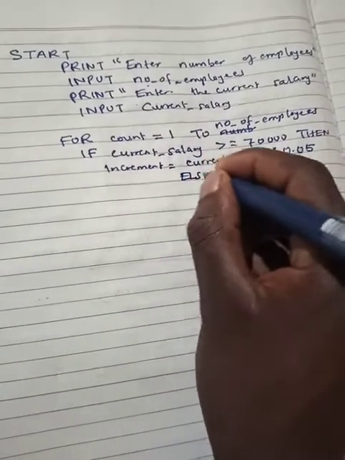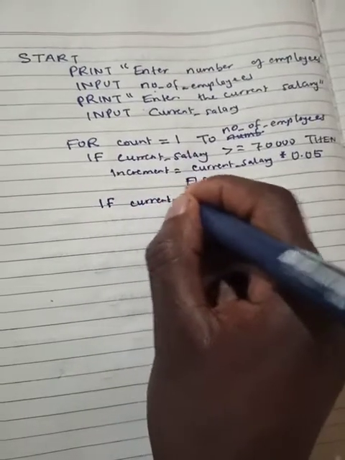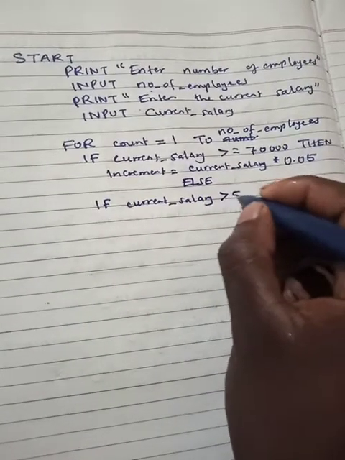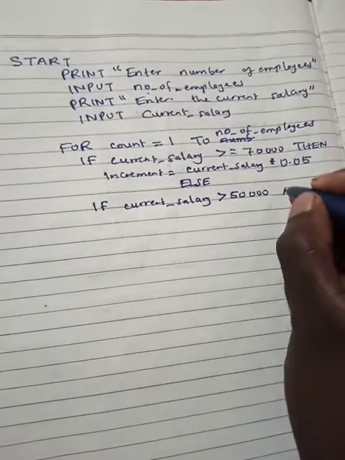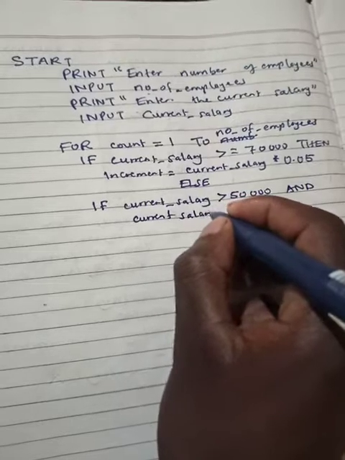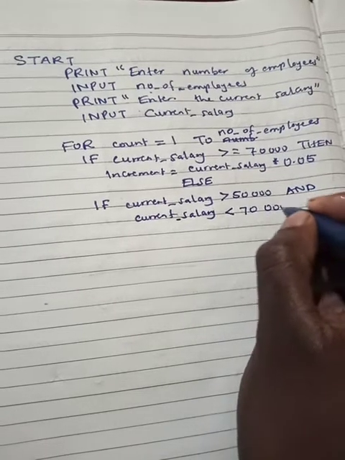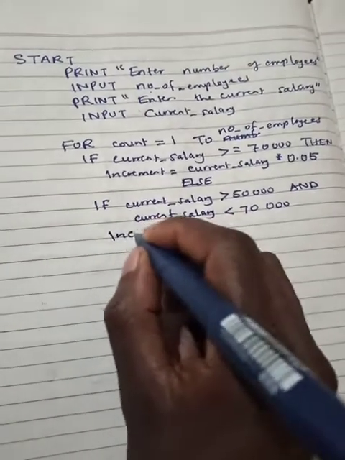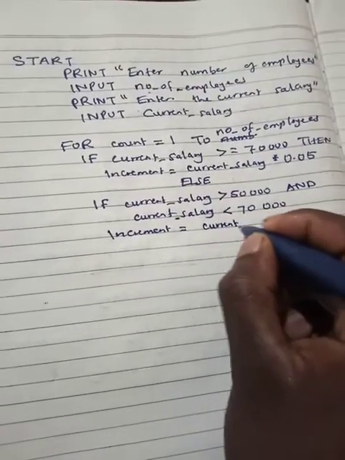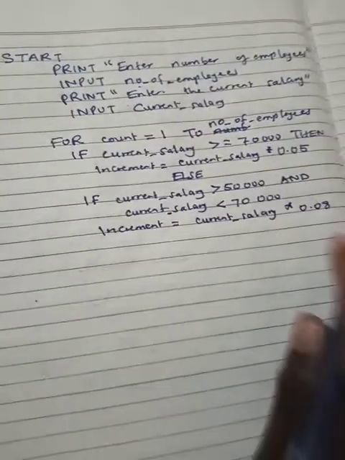Else, that is the alternative part, you can say if current salary is greater than 50,000 and current salary is strictly less than 70,000, you can just say increment equals current salary multiplied by 0.08, which is 8%.